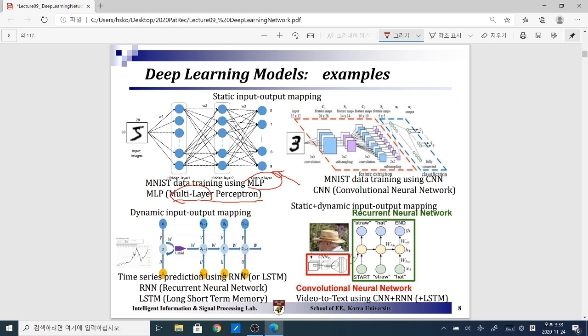In this case, this would be useful for static input-output mapping. For example, we have some static images, like snapshots of images, for the purpose of, let's say, handwritten character recognition or classification. So this would be a very handy network or model that could perform such classification.